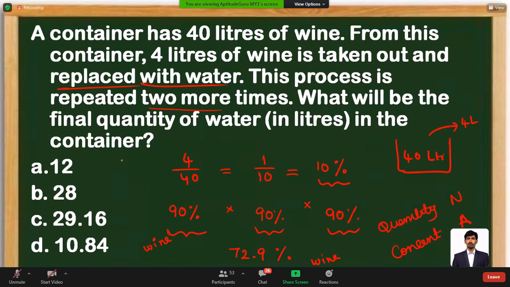That means 100 minus 72.9, that is 27.1%, will be your leftover water, of 40. So that is giving a result, 4 ones are 4, 10.84 will indicate the water which is left over.